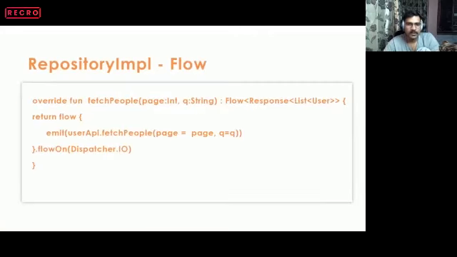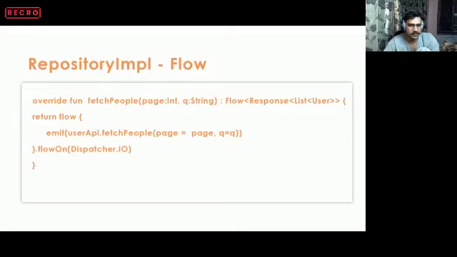But in the flow part, we have a fetch people function which we created in the repository. We are returning response list of user, which is a type of flow, and now we are building the flow. To build that flow, one builder was flowOf, which we showed. Another builder of flow is flow. Inside that, we are emitting the user API dot fetch people, passing the required query params. And we are flowing that on the dispatcher IO thread.